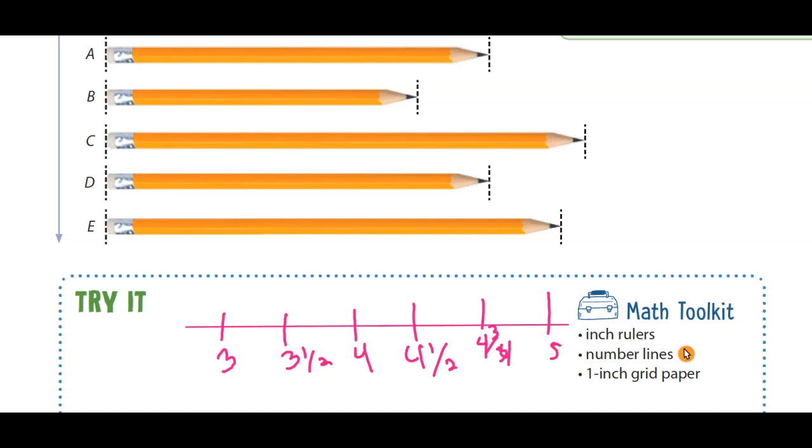So how many pencils were 3.5 inches? How many? 1. Then I'll put an X right there. How many pencils were 4 inches? 2 pencils. So how many X's am I going to put at the top? 2, right above each other like this. Do we have any that were 4.5? No. How many were 4 3/4? 1. And how many were 5 inches? 1. That's your line plot.